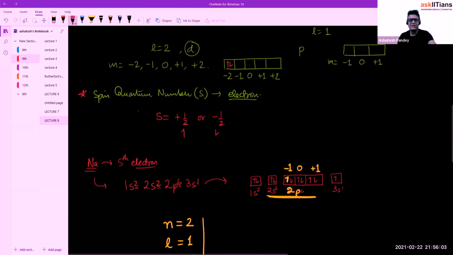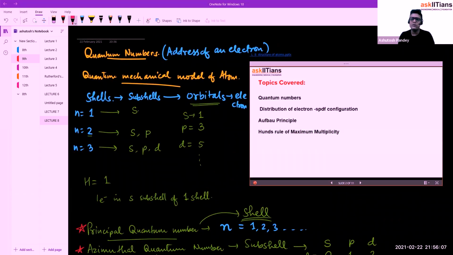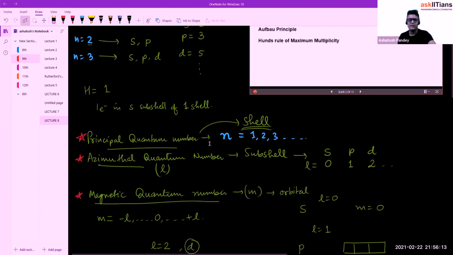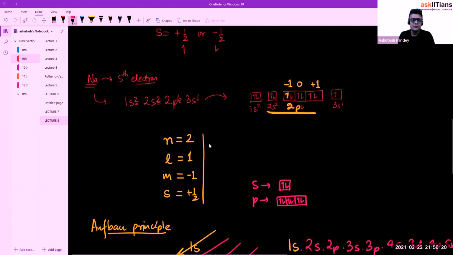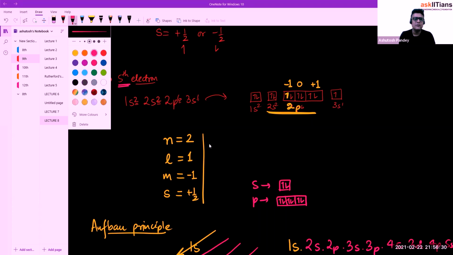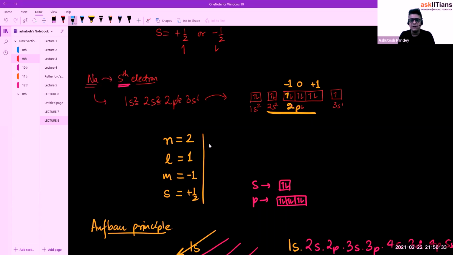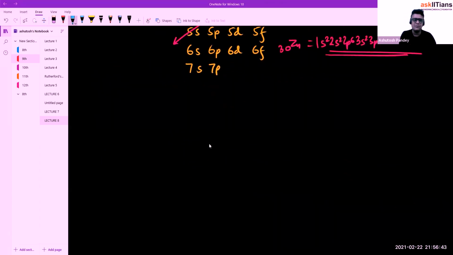Now the next rule which we are going to learn is Hund's rule of maximum multiplicity, which is very important. Like we just wrote the quantum numbers of the fifth electron of sodium, now if we want to write the quantum numbers of the sixth electron of sodium, what are we going to do? Which electron is the sixth electron? Is this electron considered sixth, or this one? So let's talk about Hund's rule of maximum multiplicity.